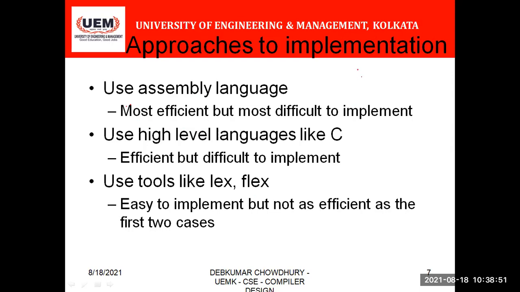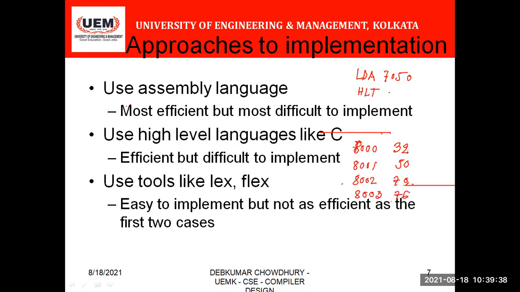For example, say LDA 7050, then HLT. Very easily it can be implemented. How? Suppose I start storing the opcode and operands from memory location 8000. LDA is 32. Then 8001 will contain 50, 8002 will contain 70, and the halt opcode is 76, which is stored in 8003.